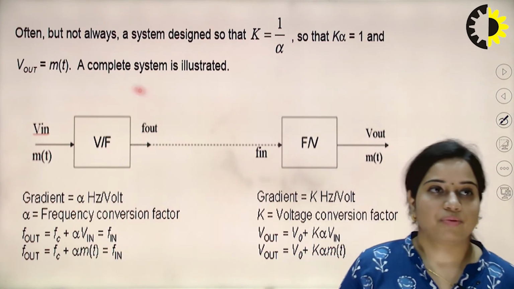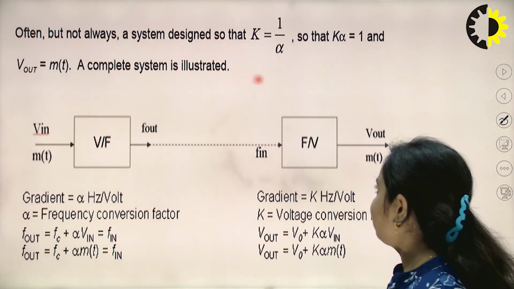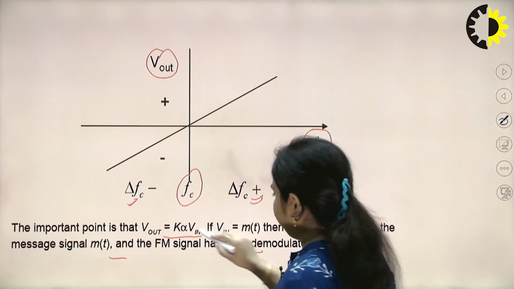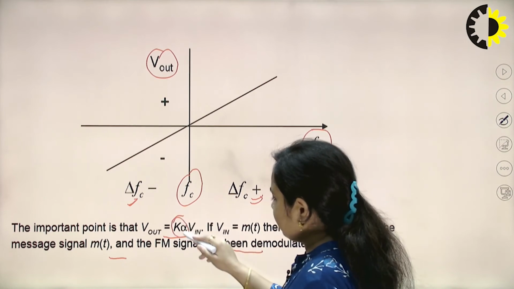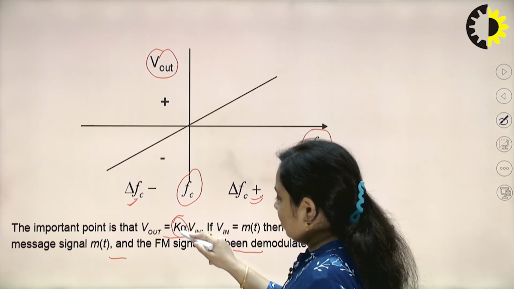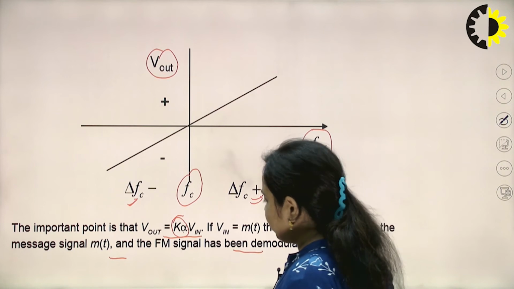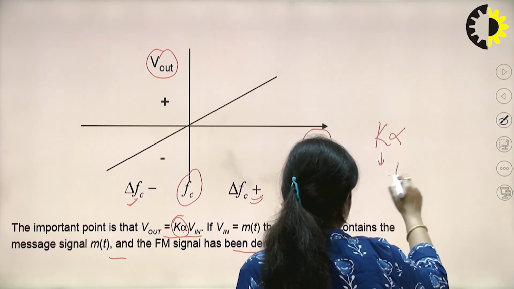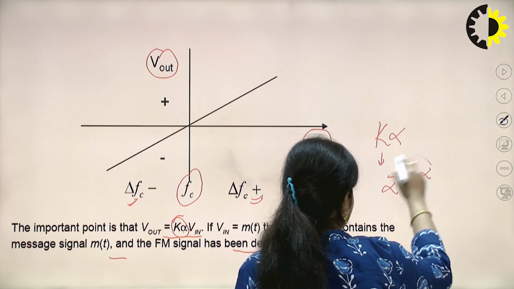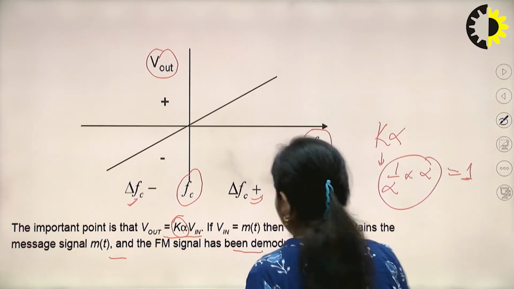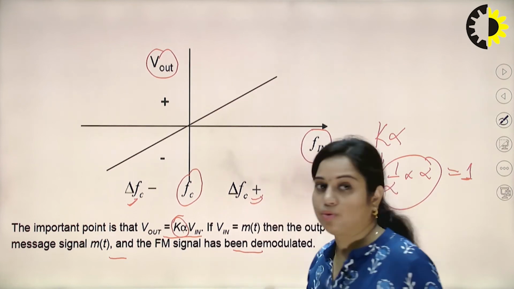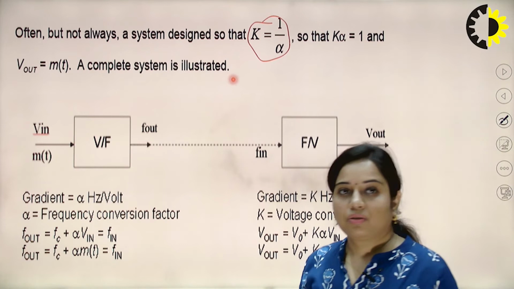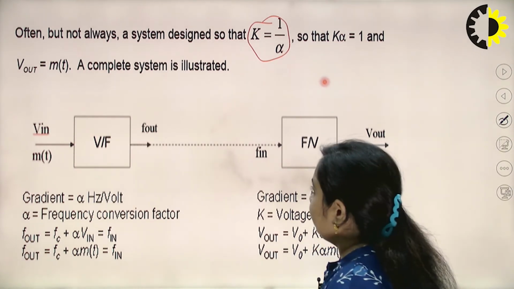Now next is, often but not always, a system designed so that K will be equal to 1 upon alpha. So whatever constant we are considering, this is nothing but the proportionality constant K into alpha. Now if we consider K as 1 upon alpha, this will be equivalent to 1. So V output will be equal to V input. So this is the main aim, so that K alpha is equal to 1 and V output is equal to m(t).